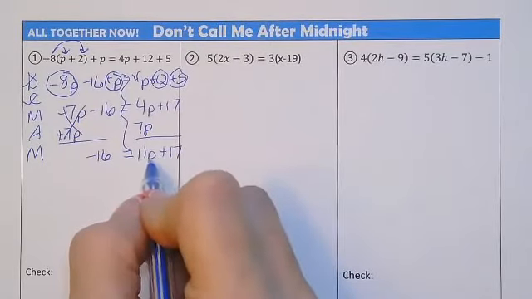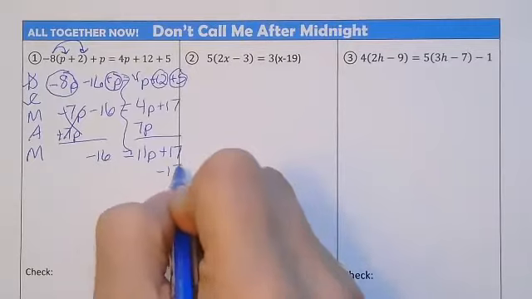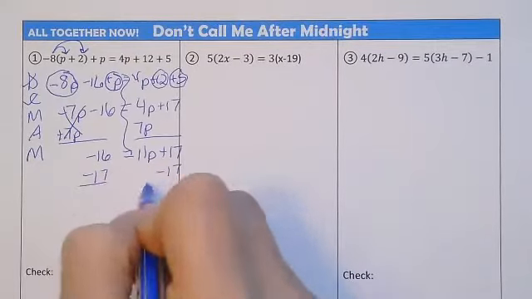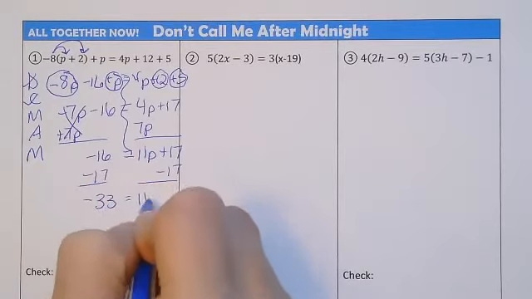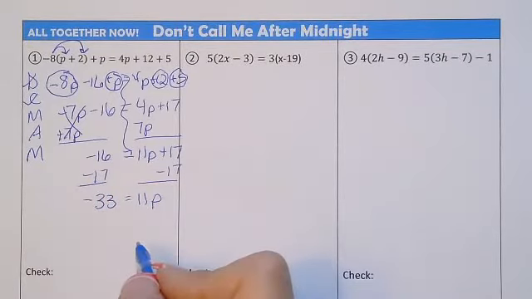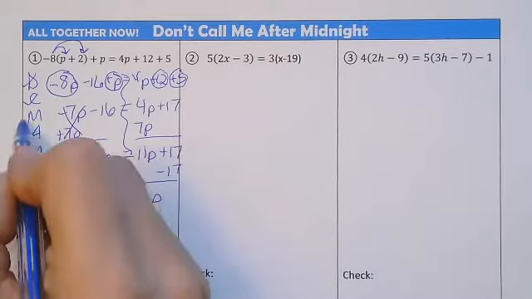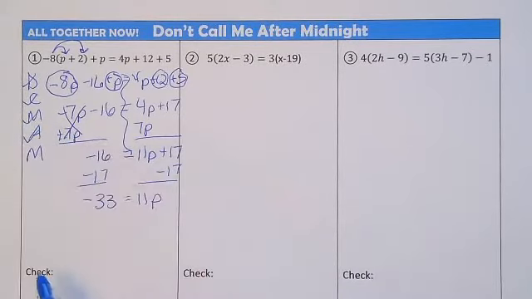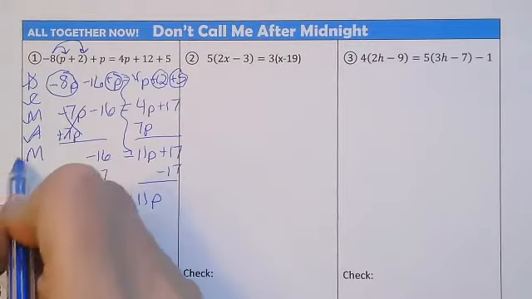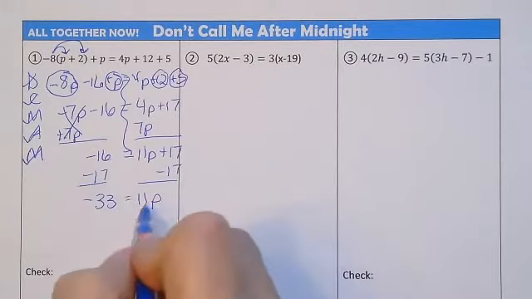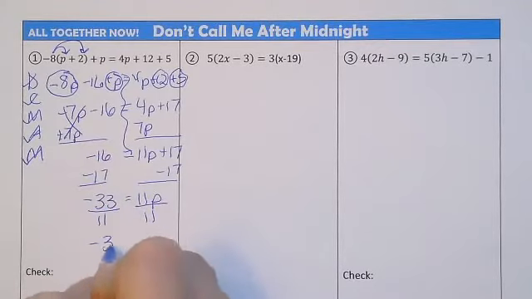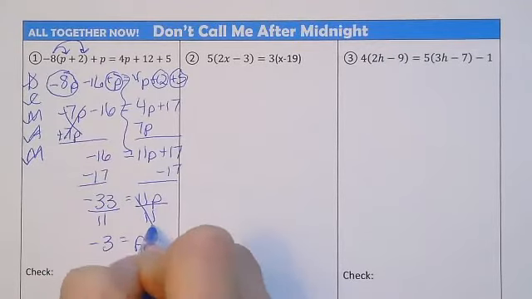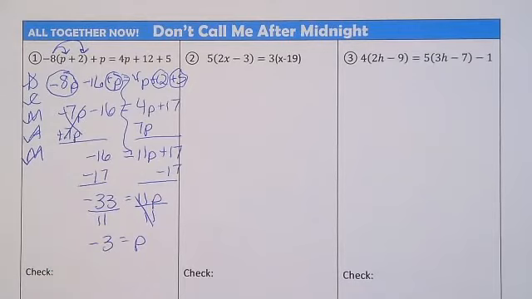Now that my variable's on one side, I need to move my constant to the other. Okay, I now have my variable on one side and my constant on the other. And the last step is to multiply or divide. So I'm going to divide both sides by 11. And I get -3 equals p.